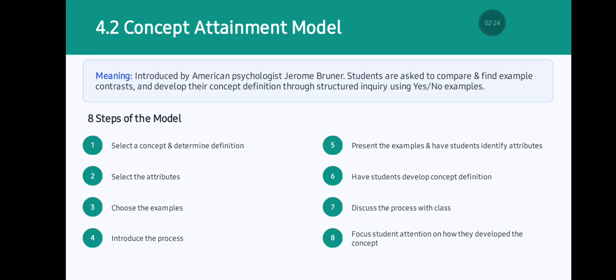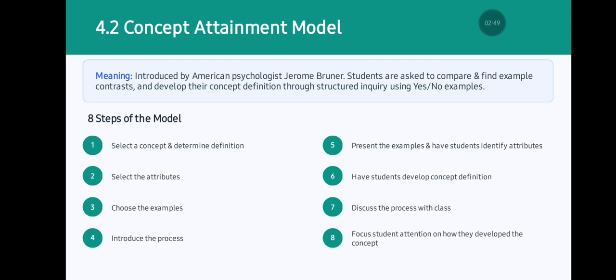We'll go through the concept attainment model. Meaning: introduced by American psychologist Jerome Bruner, students are asked to compare and find example contrasts and develop their concept definition through structured inquiry using yes/no examples. Eight steps of this model.